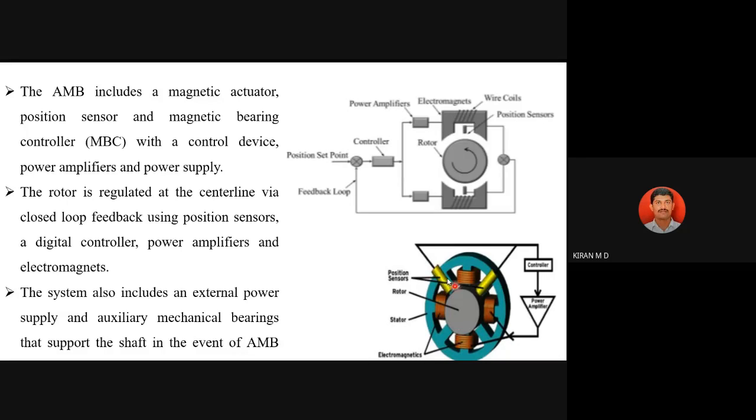This yellow color and green color show the position sensors. These are the 4 electromagnets we are using here. This is the rotor, and the sensors are connected to the control unit. Then the control signal from the controller will pass to the power amplifier.